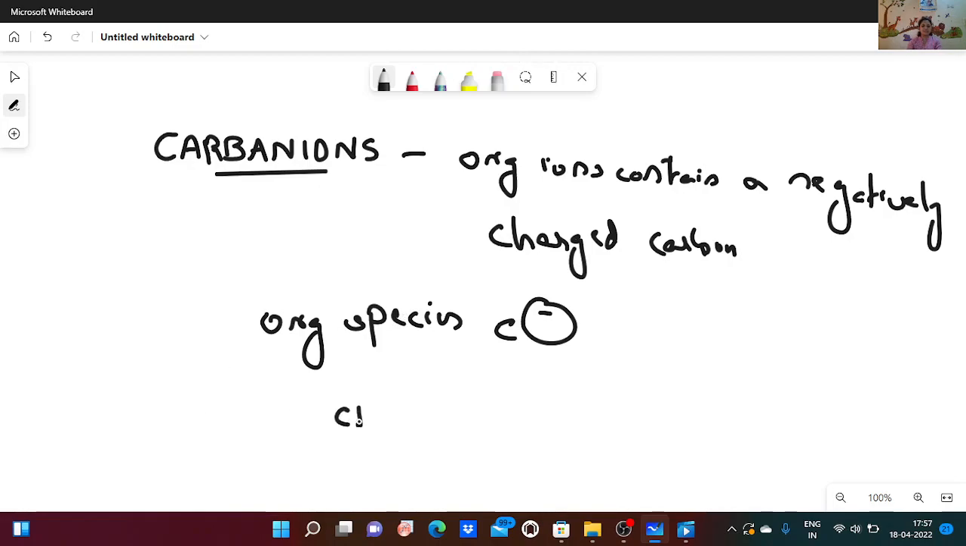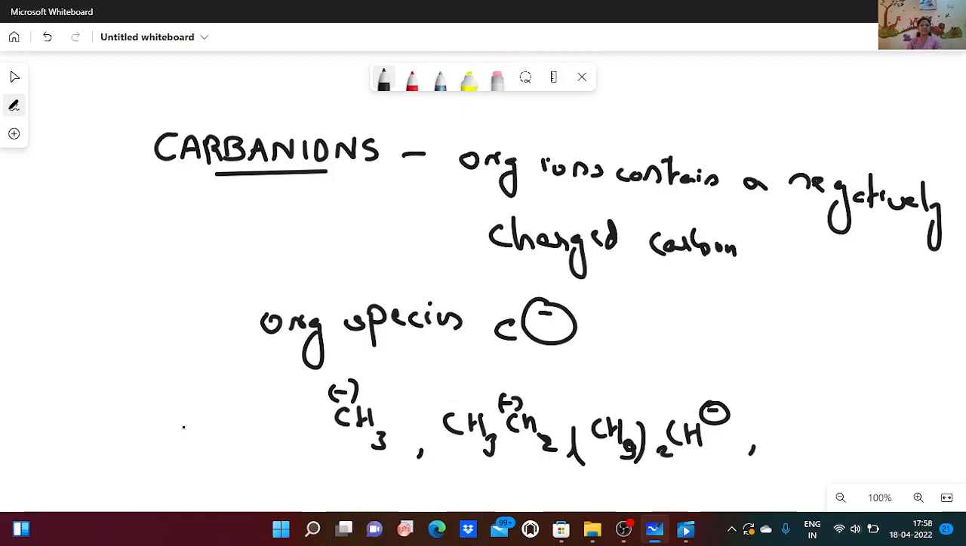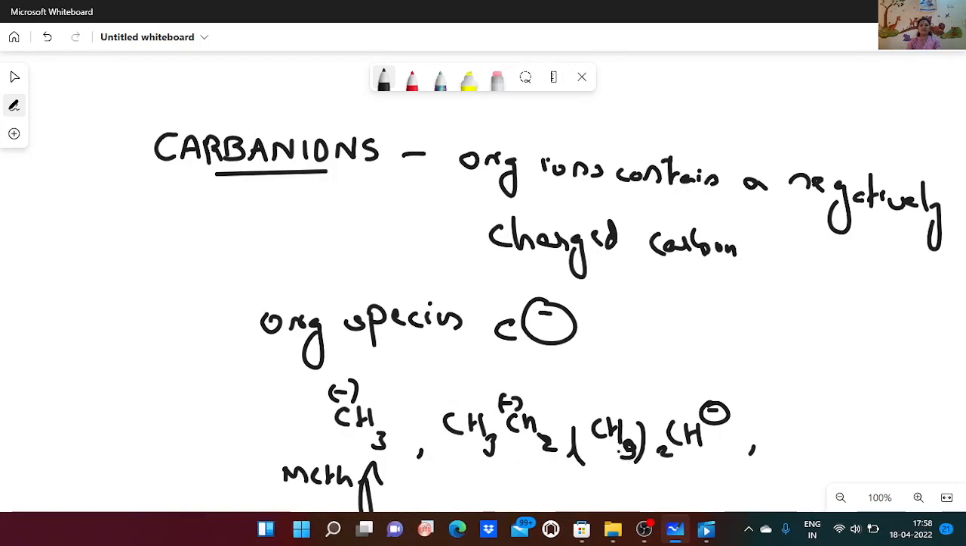And we have some examples, as we have discussed in the case of carbocation, CH3 plus. Similarly we have CH3 minus, CH3CH2 minus. Then what is this group? (CH3)2CH, isopropyl, (CH3)2CH minus, like that. So these are alkyl carbanions, like methyl carbanion, ethyl carbanion, isopropyl carbanion, tertiary butyl carbanion. So we have examples like alkyl carbanions.